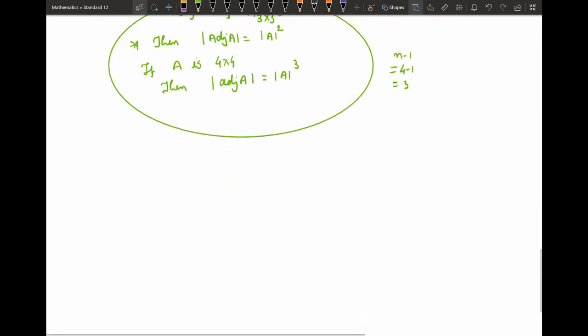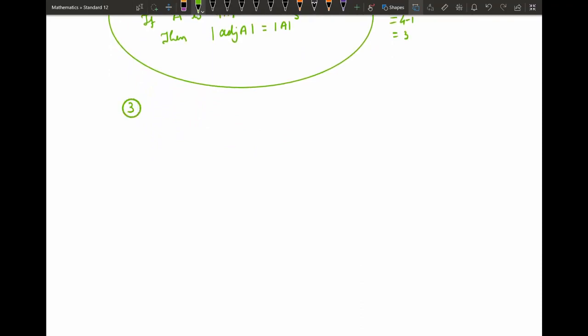Now another property is (AB) inverse equals B inverse into A inverse. (AB) inverse equals B inverse into A inverse. So another important formula is (AB) inverse equals B inverse into A inverse. So these are the basic results which are useful. Now there are formulas for the inverse.